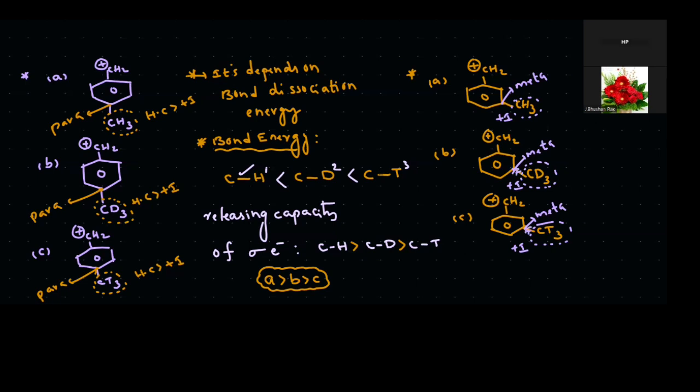So compared to hyperconjugation, here the group only releases the electrons. If the mass number increases, that group more effectively releases the electrons. Now the CT3 group here releases the electrons more effectively than CD3. CD3 releases electrons more effectively than CH3. Now which one is the more stable carbocation in this? Compound C is more stable than B. B is more stable than A.